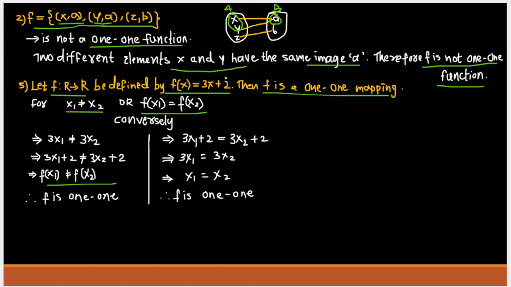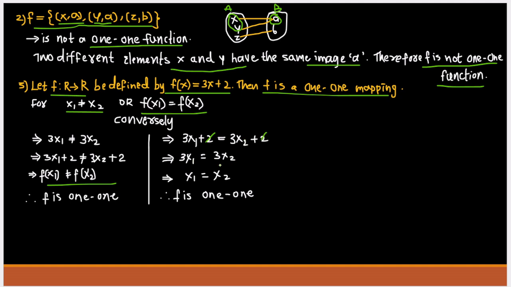Similarly, let's see the second consideration, which is f of x1 equals f of x2. Here we have f of x as 3x plus 2. So we are substituting x1 and x2. We get 3x1 plus 2 equals 3x2 plus 2. Here 2 and 2 get cancelled.